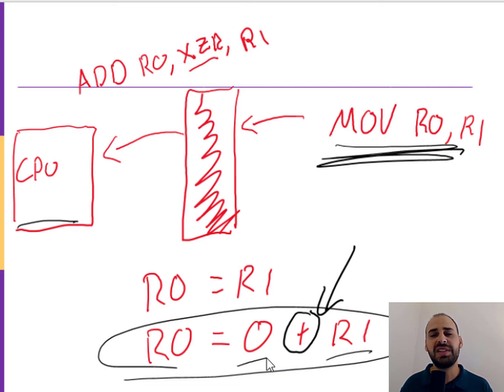So move is an example of a pseudo instruction. The CPU, your processor, does not know about it. It's not part of the instruction set. But you can still use it when you're coding in assembly.